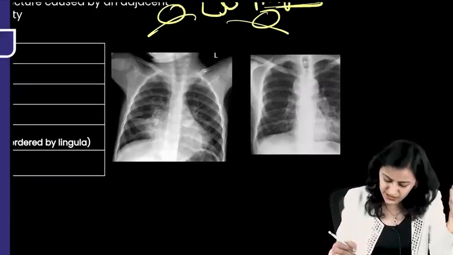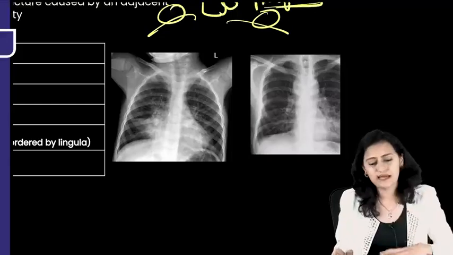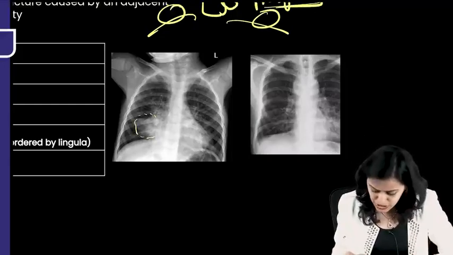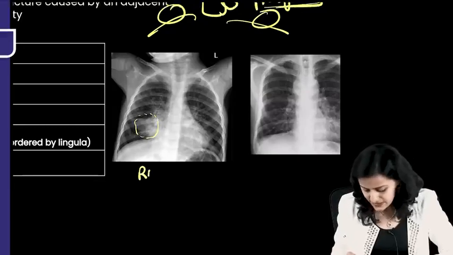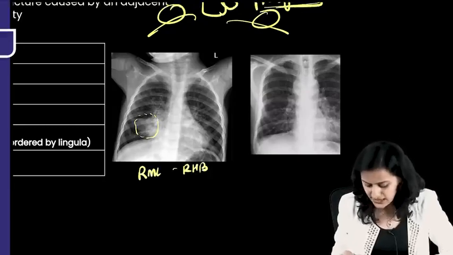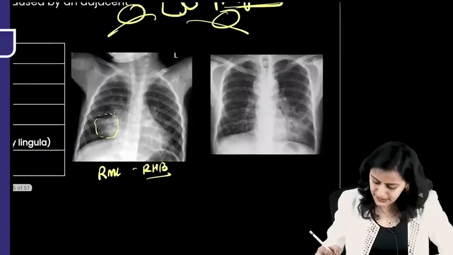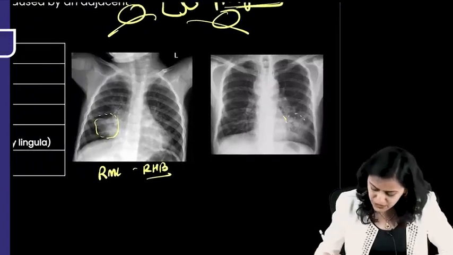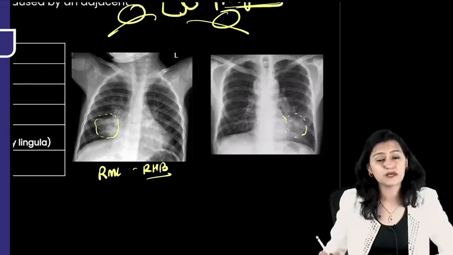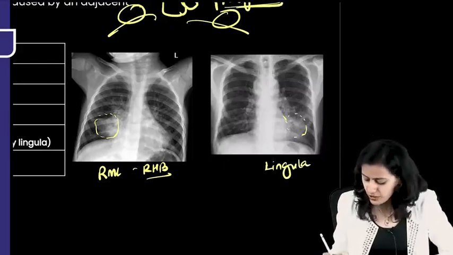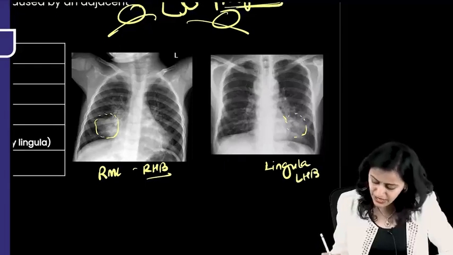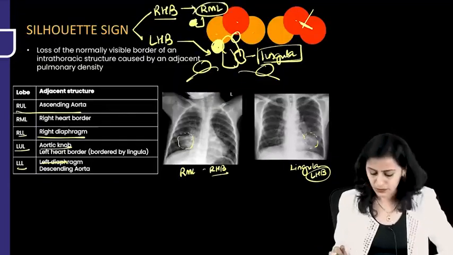Look at these images here. Recent NEET PG exam question. You see the pathology obscuring the right heart border, which is not well seen. This is the right middle lobe causing silhouetting of the right heart border. Here, it is the left heart border which is silhouetted. The diaphragm is seen very well, so not the lower lobe. This is the lingula pathology obscuring the left heart border.